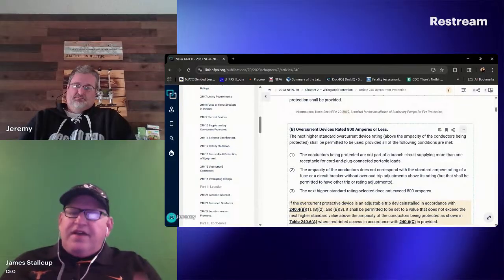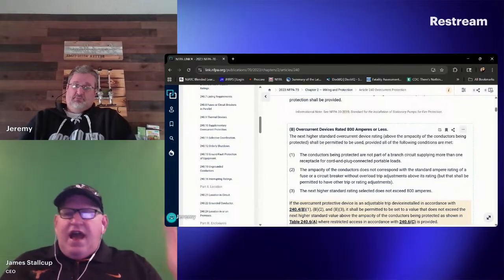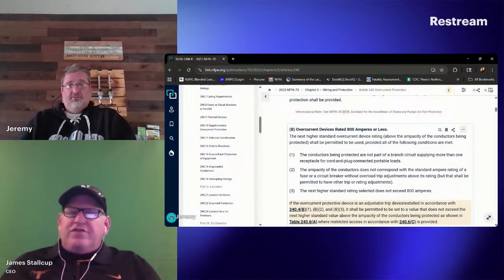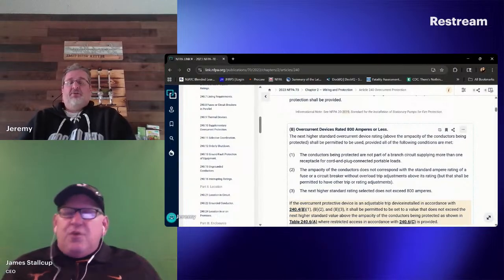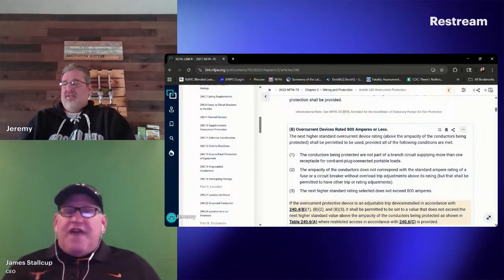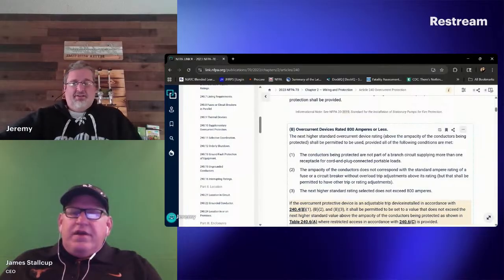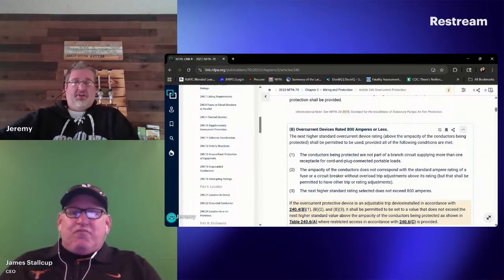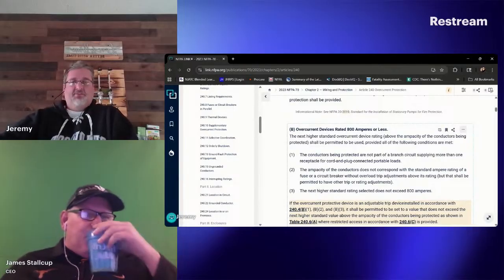Because you go down, it says the conductors have to be rated equal to or greater than the overcurrent device. Okay, I'm just going down to the next one. It's not a what-if game. It's what the code says. The code says I just have to protect the conductor per its ampacity.